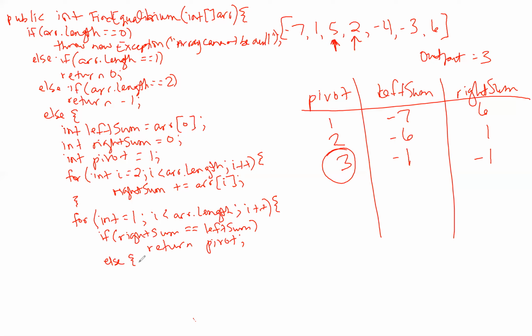Else, we can do, what do we say? We want to take the left sum, and we want to add the pivot point to it. So array at pivot. You could also use i here, since i is kind of in line with the pivot.